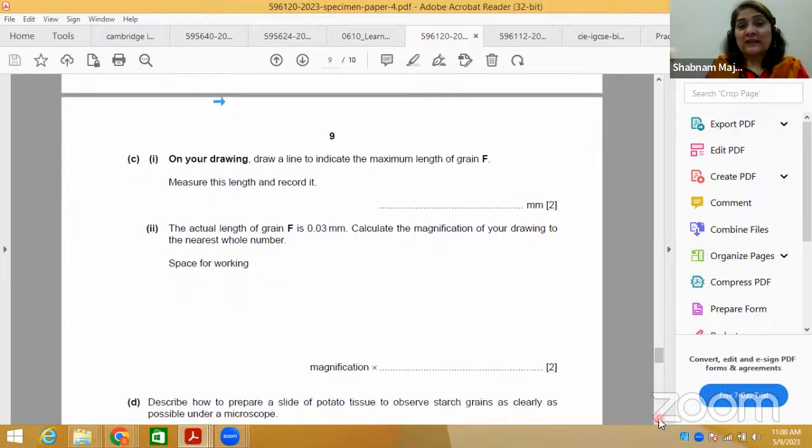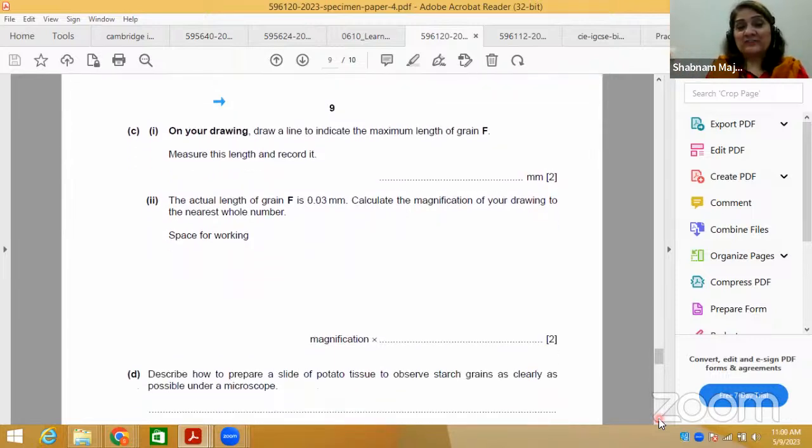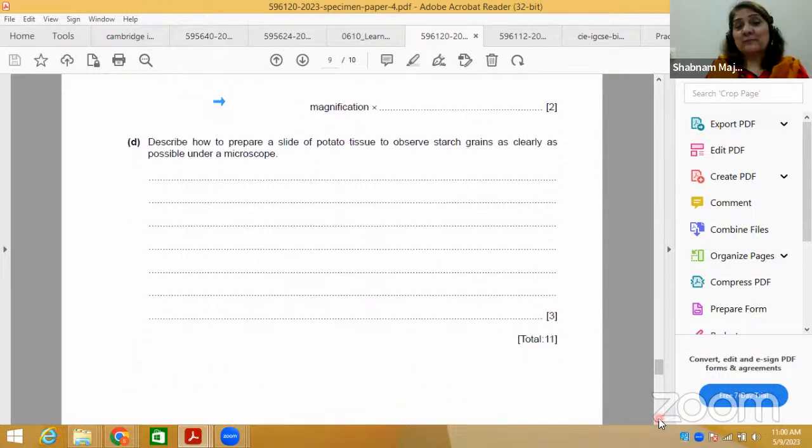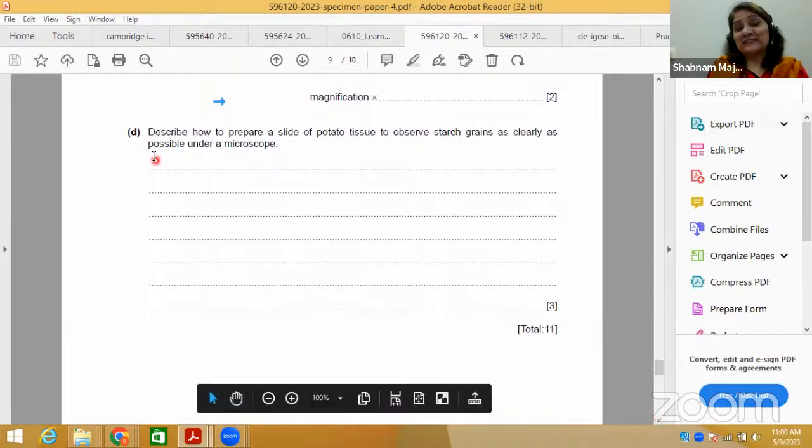On your drawing, draw a line to indicate the maximum length of F. Measure the length recorded, the actual length given. You describe all this magnitude. How to prepare a slide of potato? Look, this is how to prepare a slide of a potato tissue.